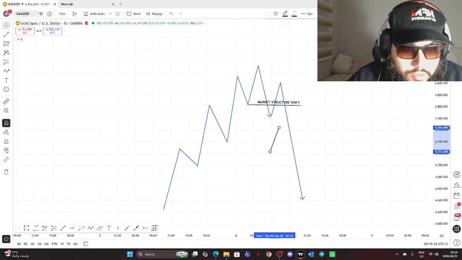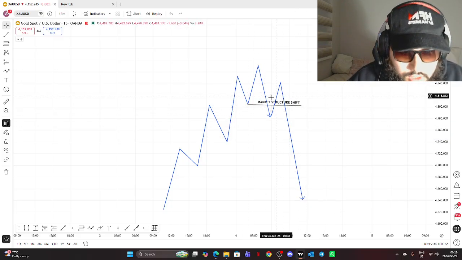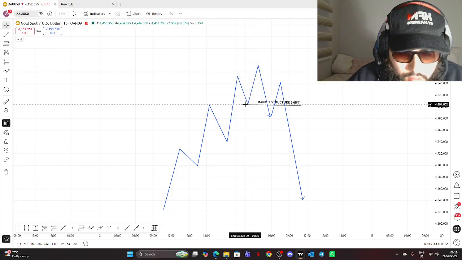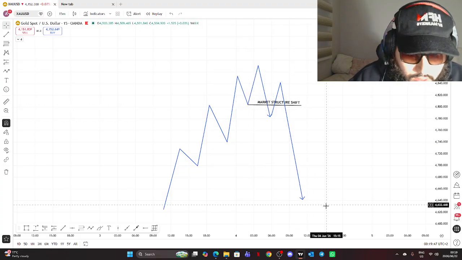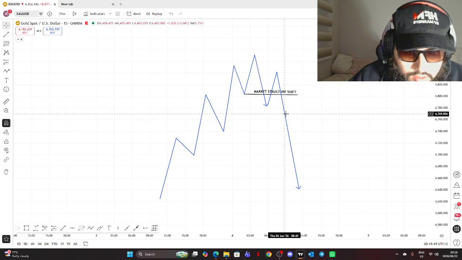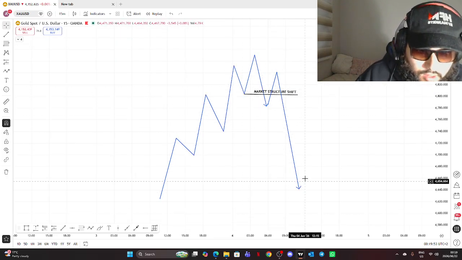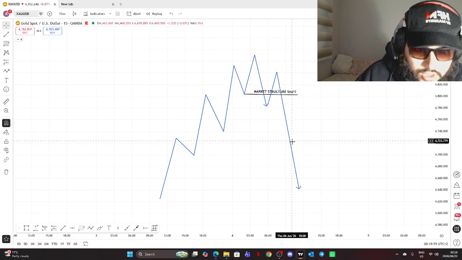Okay, so that's basically a market structure shift. When you break below a previous low, a higher low, and we break below there and continue going down, this is what we call a market structure shift to the downside. Okay, we shifted structure to the downside.